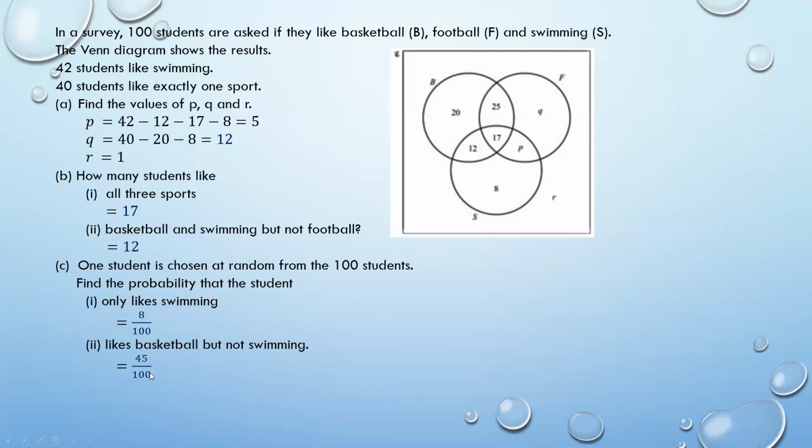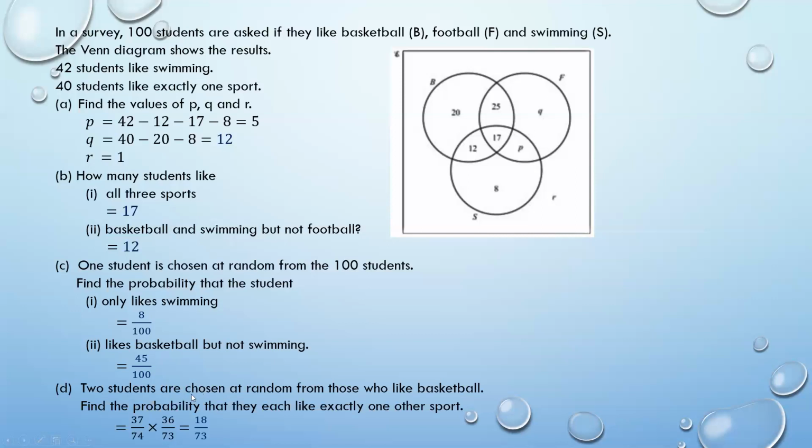Okay. And D, 2 students are chosen at random who like football. Okay, we are only focusing on the basketball, right? Then find the probability that each likes exactly one other sport. That means we only want students who like one other sport, not 3 sports, just one other. So you only have 2 regions here, 25 and 12. So 25 plus 12 is 37.